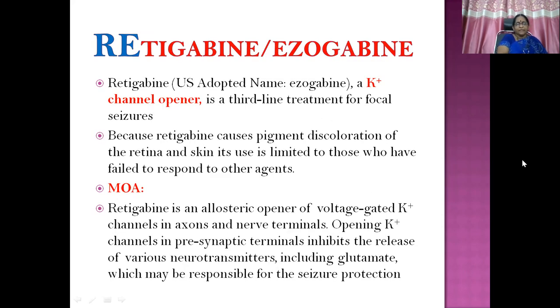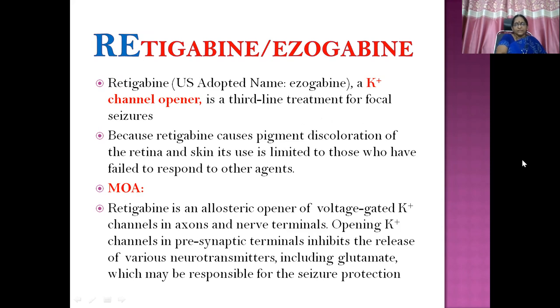Then, retigabine or ezogabine. So, two names are both the same. So, synonyms, retigabine, so US adopted name is ezogabine. It is a potassium channel opener. This is a very peculiar molecule.